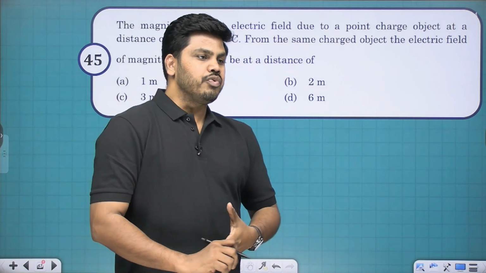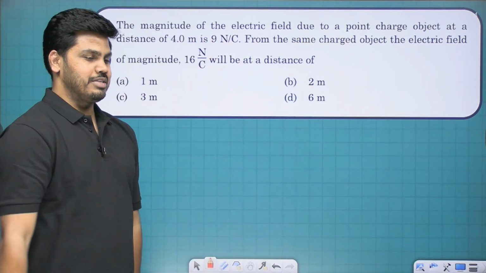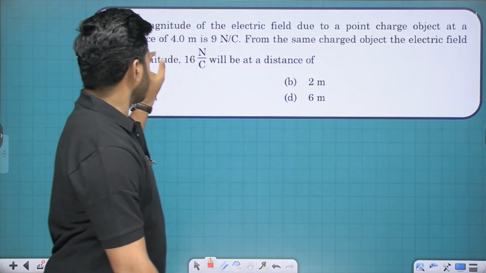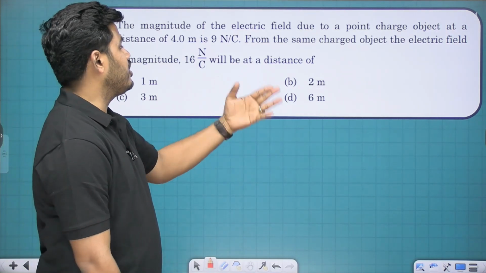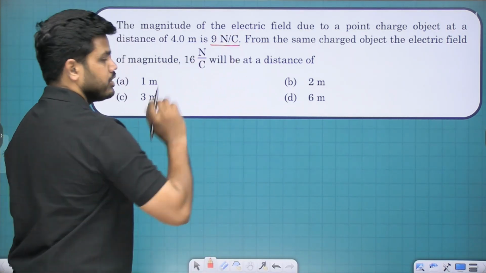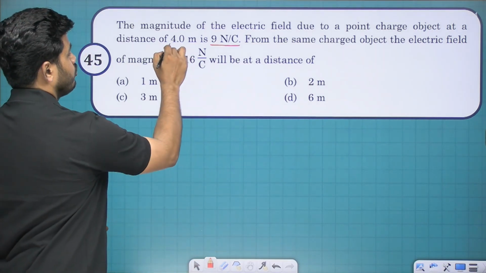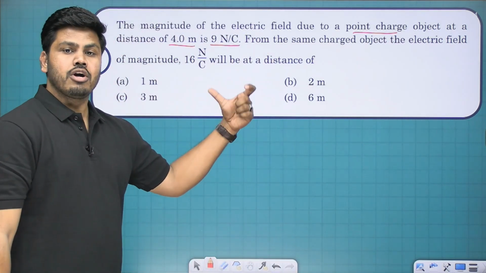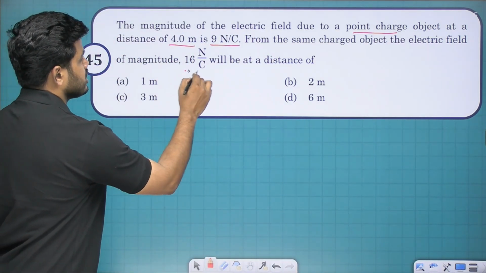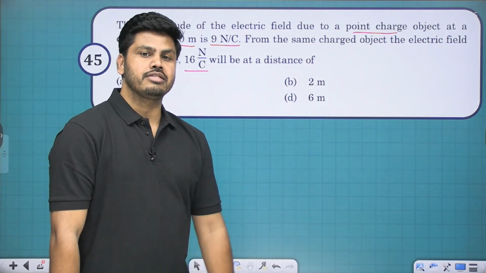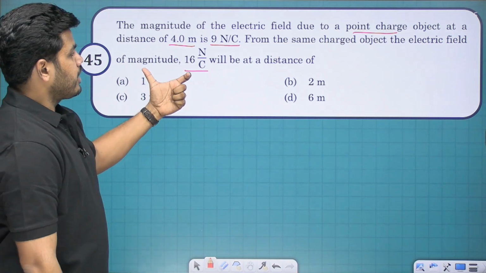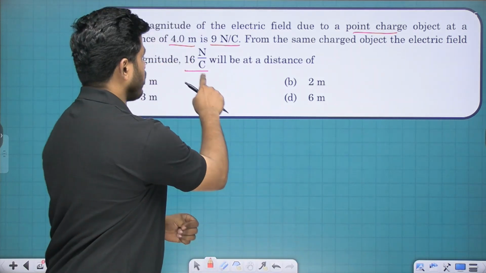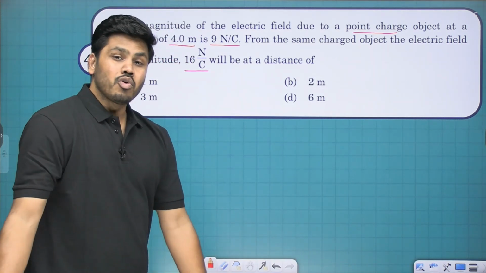The magnitude of electric field due to a point charge, all the way to electrostatics once again. Electric field due to a point charge object at a distance of 4 meters is 9 Newton per coulomb. Electric field strength is given 9 Newton per coulomb. Where is it? 4 meters away from a point charge. From the same charged object, electric field of magnitude 16 Newton per coulomb will be at a distance of. Okay, so we have to find out the distance from the charge where electric field strength is what? 16 Newton per coulomb. But you are not given the source charge.